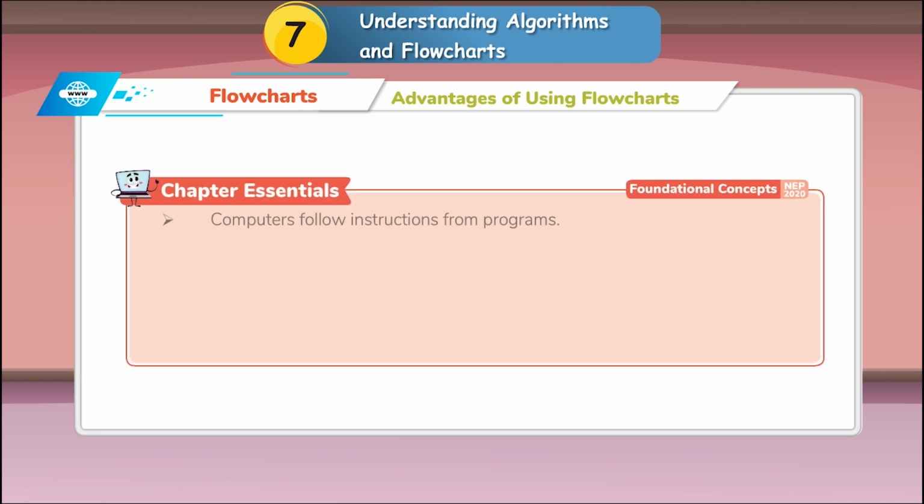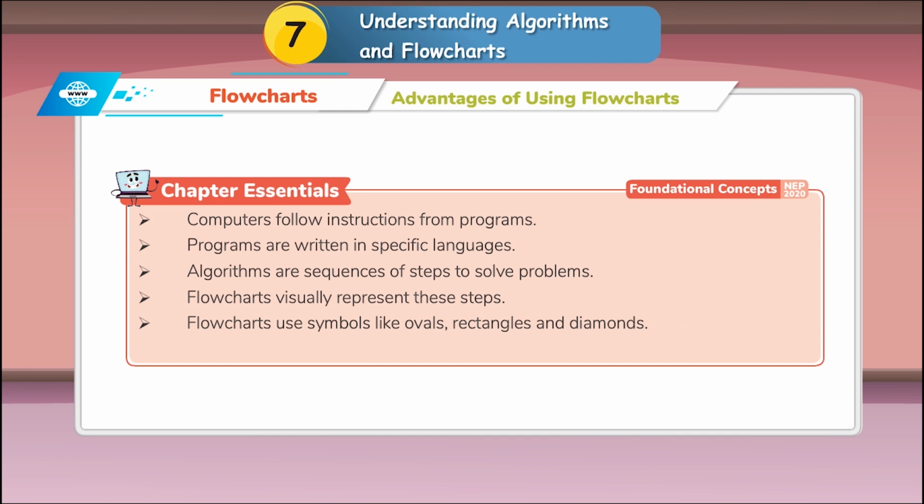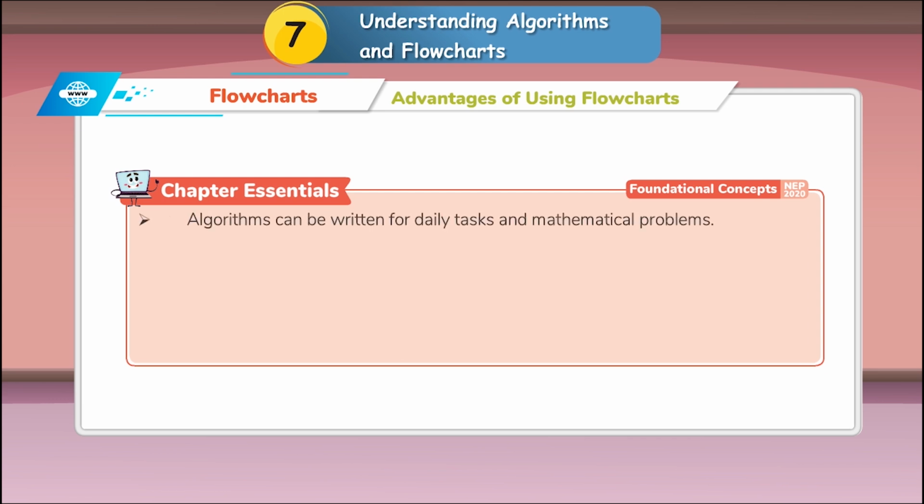Chapter Essentials. Computers follow instructions from programs. Programs are written in specific languages. Algorithms are sequences of steps to solve problems. Flowcharts visually represent these steps. Flowcharts use symbols like ovals, rectangles, and diamonds. Arrows in flowcharts show the sequence of actions.